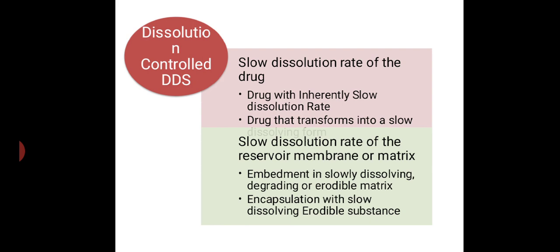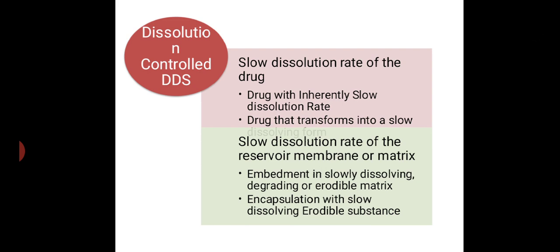The second one is the drug that transforms in a slow manner. Transforms in a slow manner means the drug, once in contact with any of the GI fluid, the example is ferrous sulfate. Certain drug molecules, once they come in contact with the GI fluid, undergo a transformation, and the dissolution happens at a slow rate.